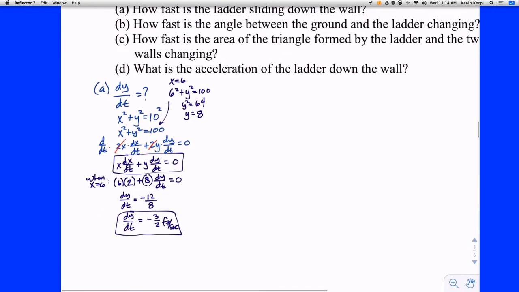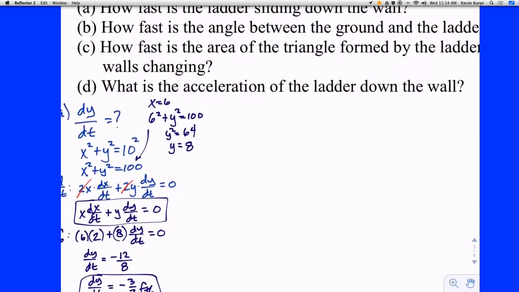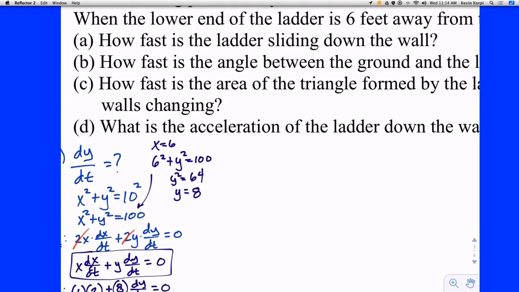All right. So anyway, there we go. We answered the question for part A. Part B. Thank you, Juan, for volunteering your desk.